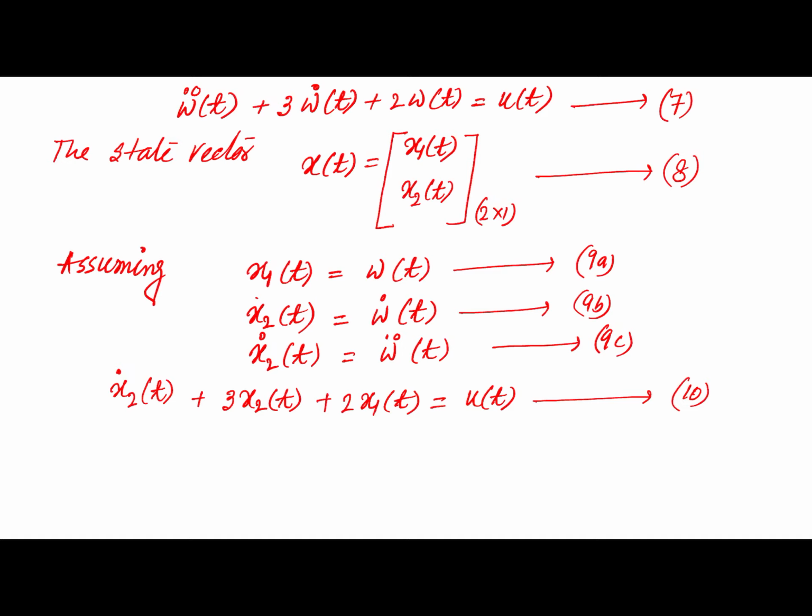Now combining equation number 9b and 10, we can write two state equations. First one is x1 dot equal to x2, and from equation number 10, x2 dot equal to minus 2x1 minus 3x2 plus u.